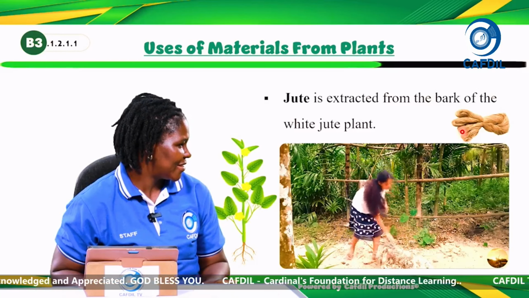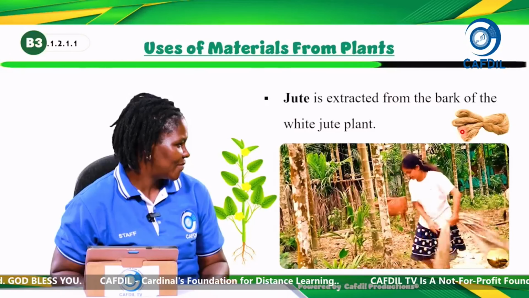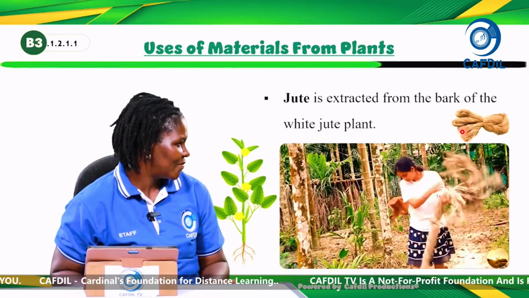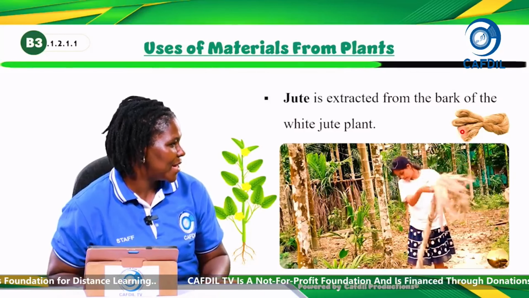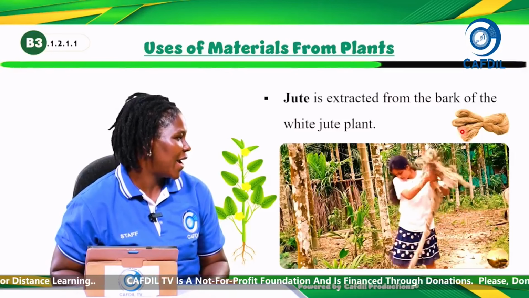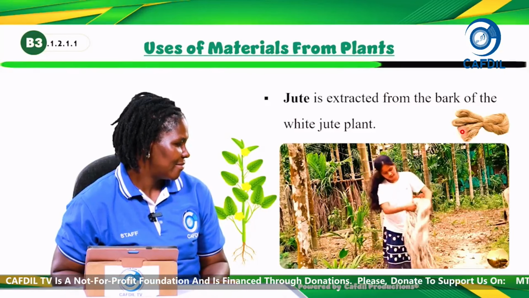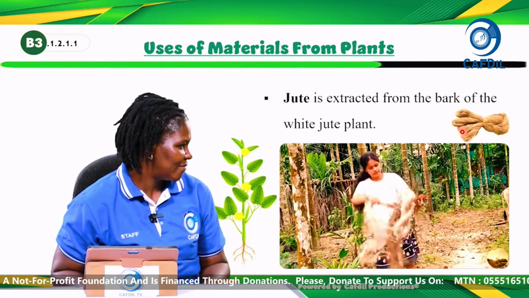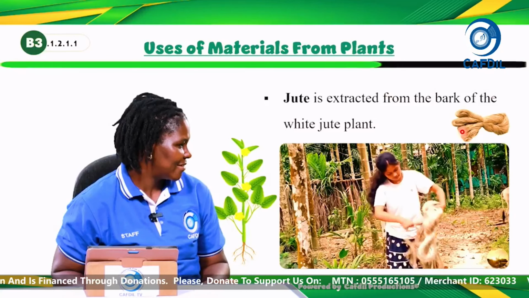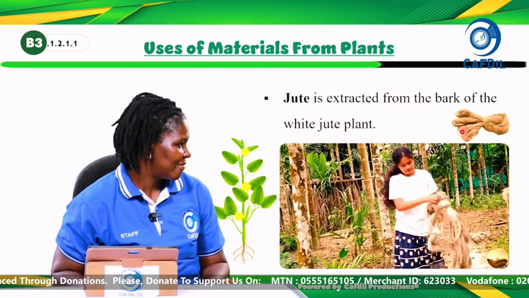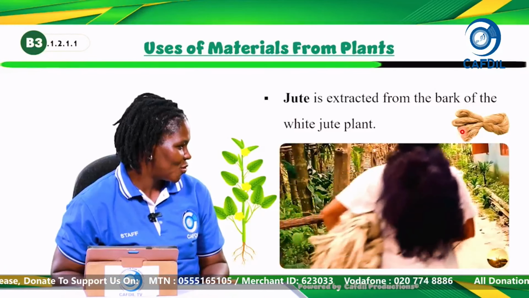Very nice. And the next one too. So jute is extracted from the back of the white jute plant, the white one. She's tying it. So what's next?